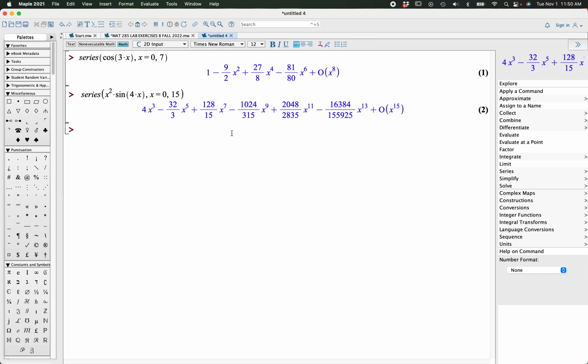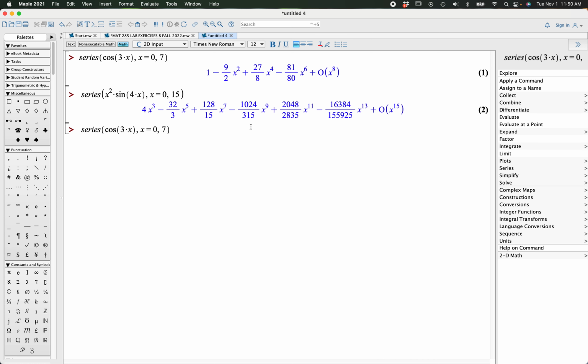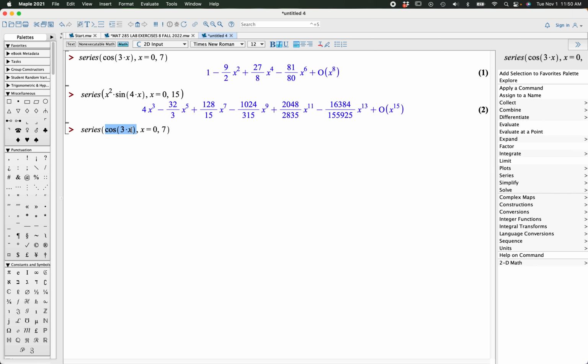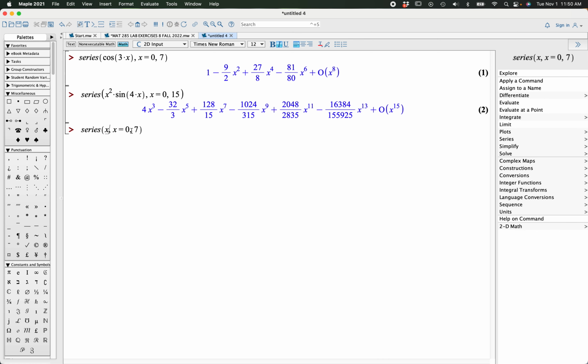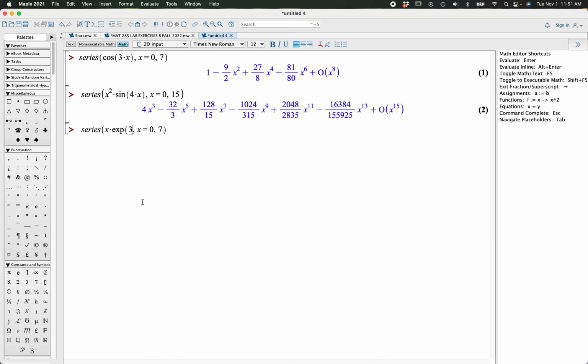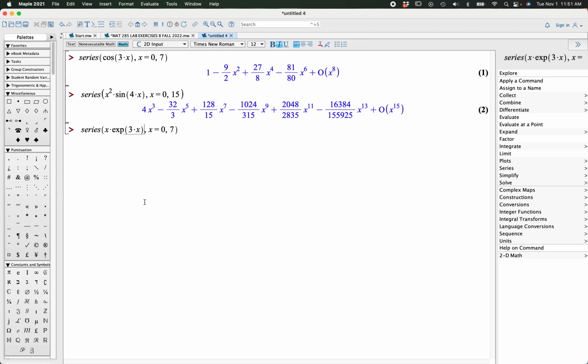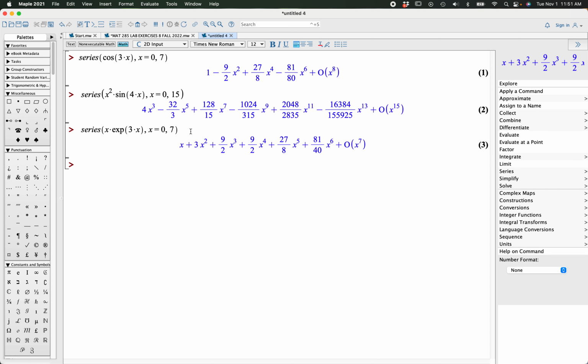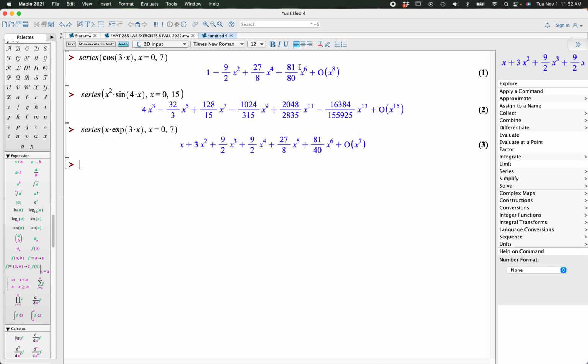If I take the next function, this time we have x times e to the 3x. So you have x times, and for e, you can either get e from the palette, or you cannot type in the e from your keyboard. So you say exp, which is in reference to the natural logarithmic base, to the 3x power, with x going from 0 to 7, and we do have some of the first non-negligible terms.